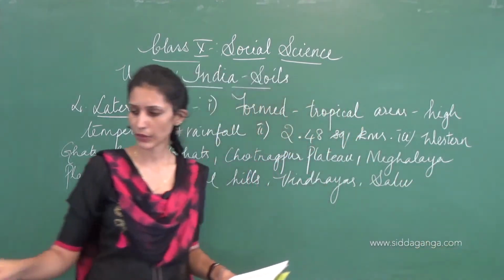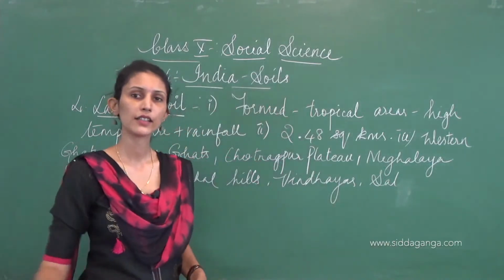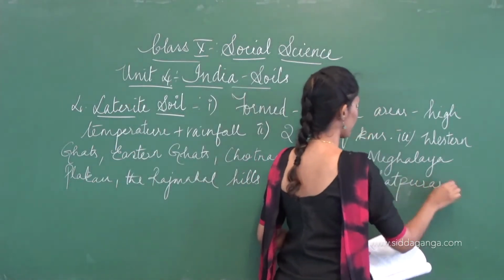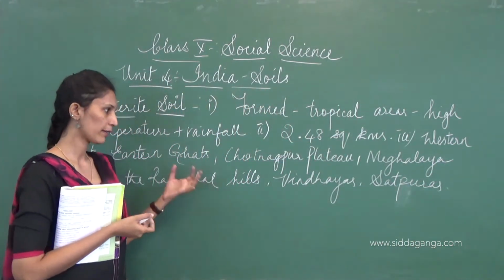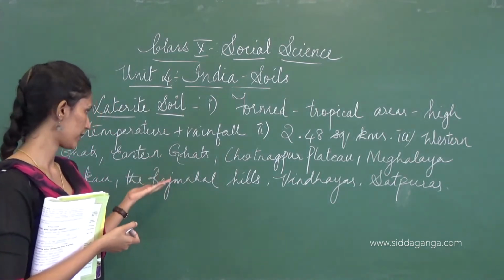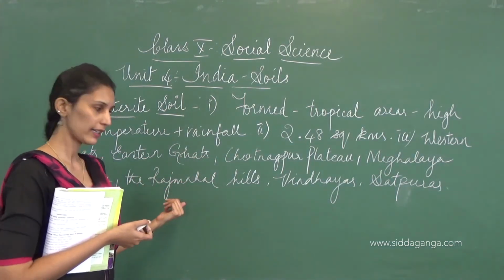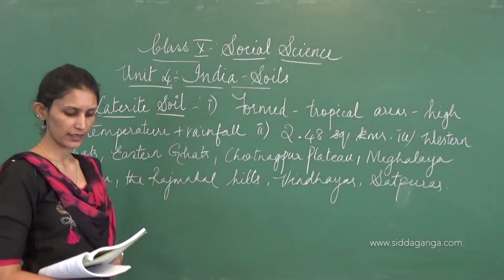These are the tropical areas where there is high temperature as well as abundant rainfall that they receive. So the Eastern and Western Ghats, the Chota Nagpur Plateau, the Meghalaya Plateau, the Rajmahal Hills, the Vindhyas and the Satpuras.